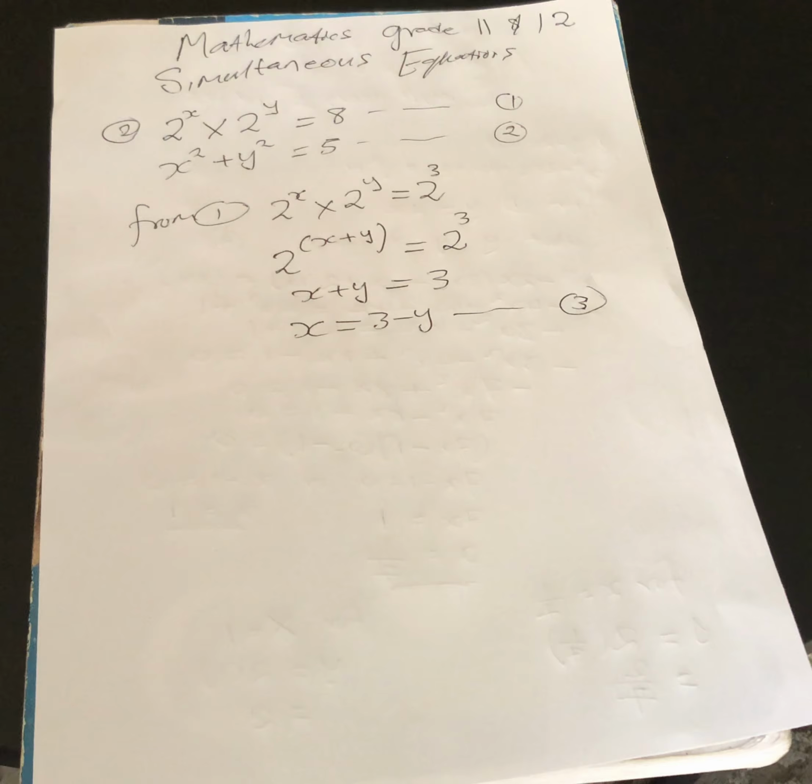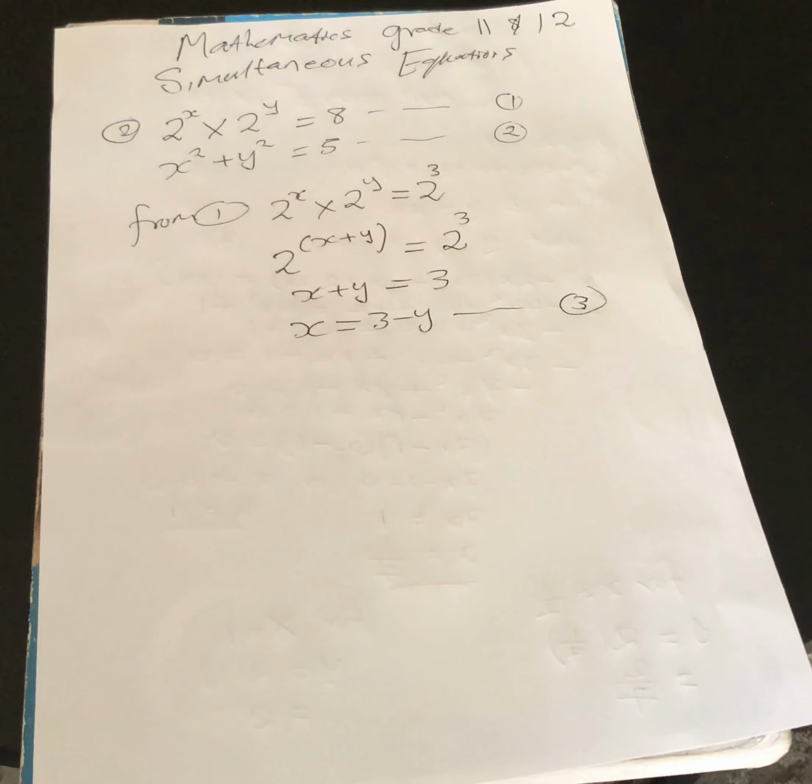So looking at these two equations, it is easier to work with equation number 1 because we are dealing with exponential equations there. So from equation number 1, we have 2 to the power x multiplied by 2 to the power y is equal to 2 to the power 3. We are going to change 8 to become 2 to the power 3. 2 to the power 3 still equals 8. We did not change that equation.